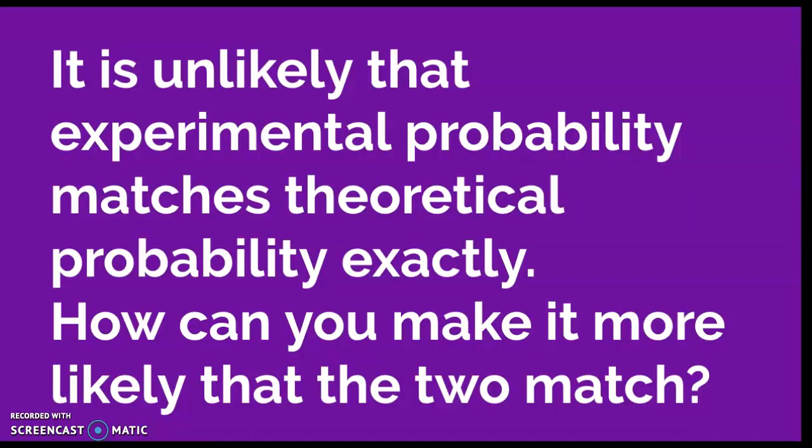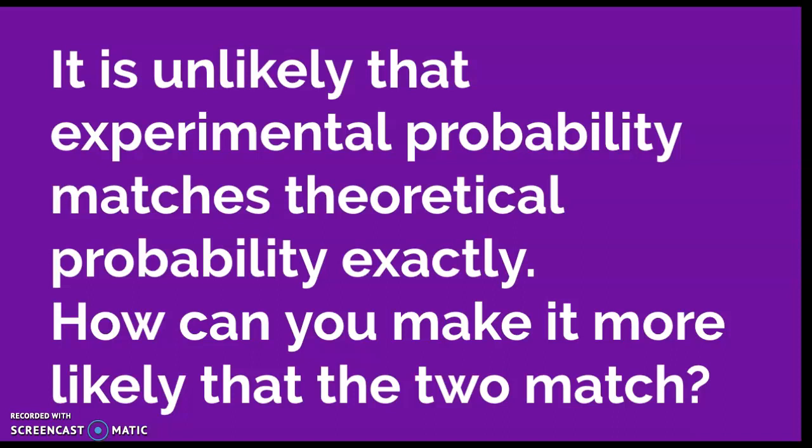So it is unlikely that experimental probability matches theoretical probability exactly. It's very unlikely that those two are exactly the same. But take a second and think, how do you think you can make it more likely that the two match? The best way to make your experimental probability closely match your theoretical probability is by repeating your experiment many times.